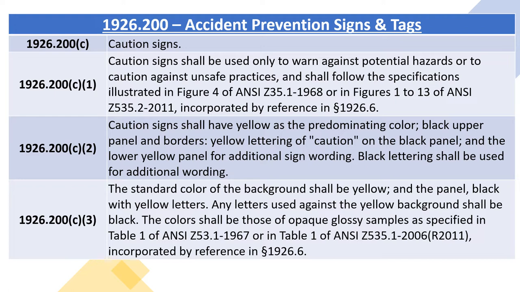1926.200(c)(2), Caution Signs shall have yellow as the predominating color, black upper panel and borders, yellow lettering of caution on the black panel, and the lower yellow panel for additional sign wording. Black lettering shall be used for additional wording.